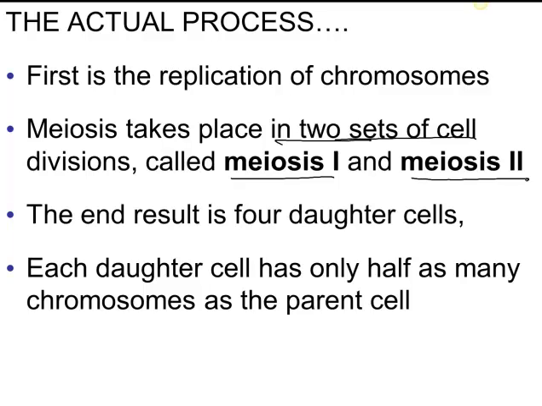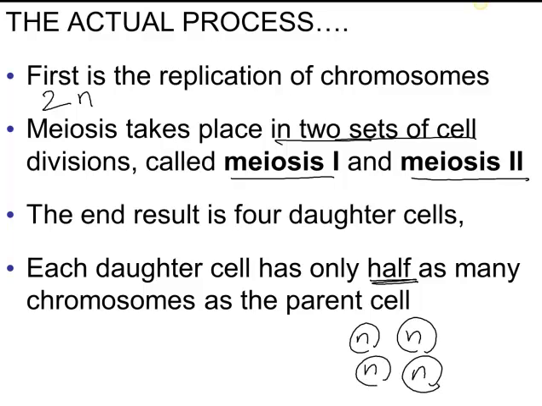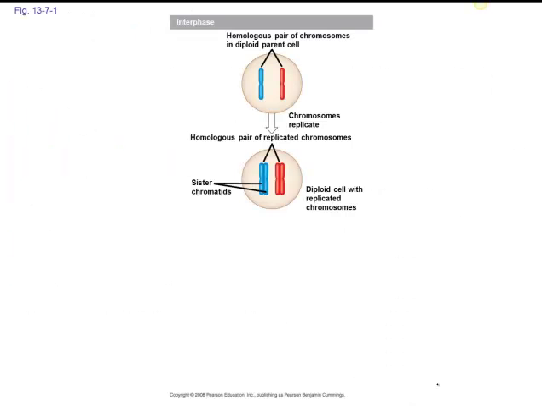The end result is that you will have 4 daughter cells. Each daughter cell will have only half the number of chromosomes of the parent cell. So supposing I started with 2n, I'll end up having n, n, n, n. How did that happen? We will see. This is in short the process of what's happening. So this is what you have when you start with 2n. You replicate, and this happens during the synthesis phase, or the S phase, of interphase.